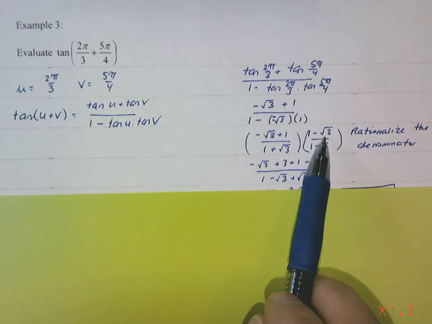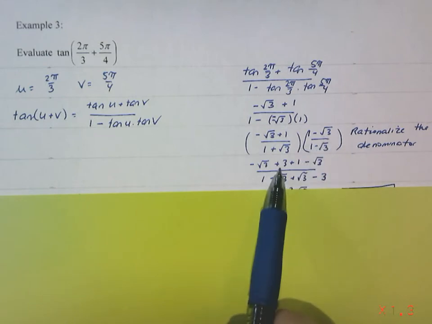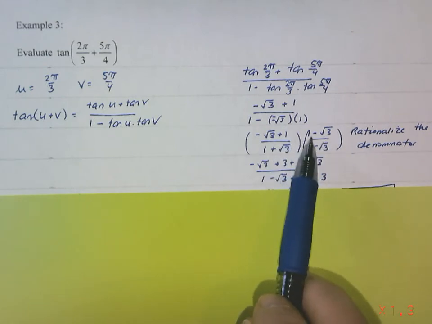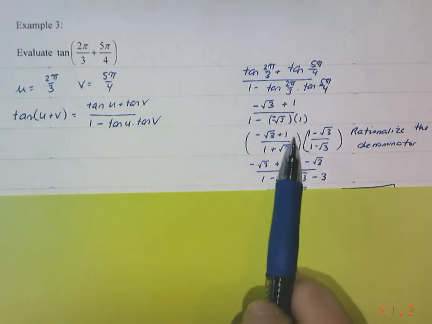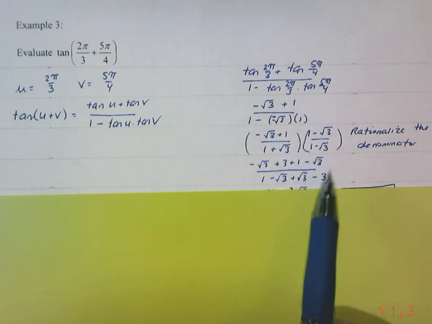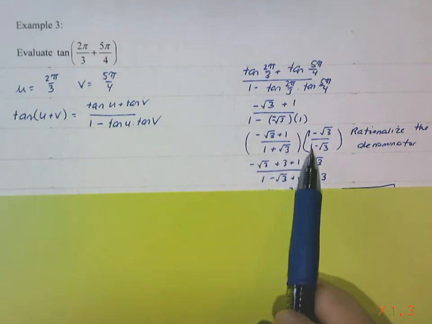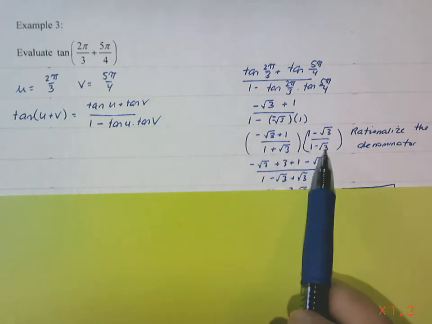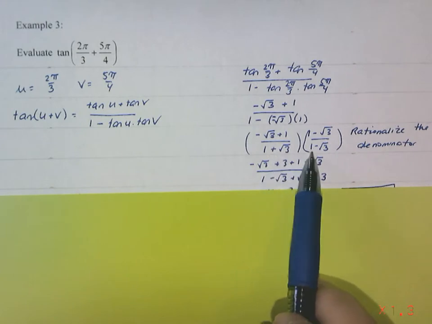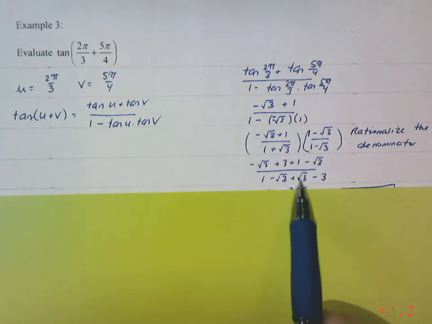Negative square root of 3 multiplied by negative square root of 3 is going to be a positive 3. 1 multiplied by 1 is 1. 1 multiplied by negative square root of 3 is negative square root of 3. Same thing with my denominator. 1 multiplied by 1 is 1. Then I have a negative square root of 3 and a positive square root of 3. These terms are going to be 0.